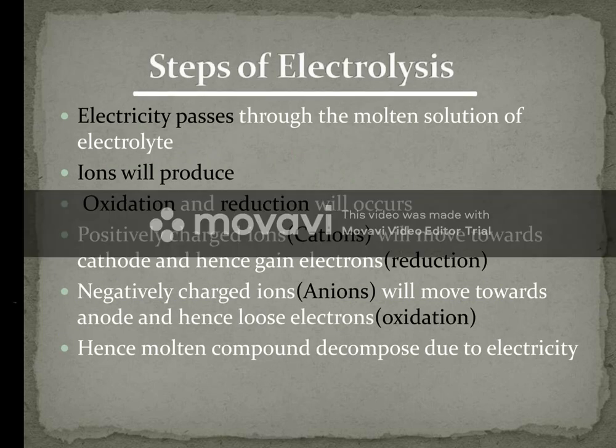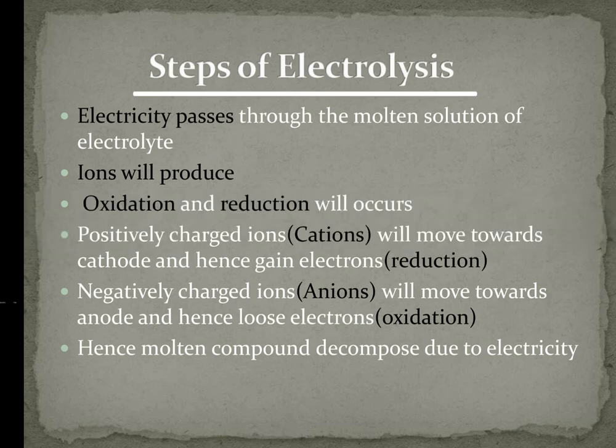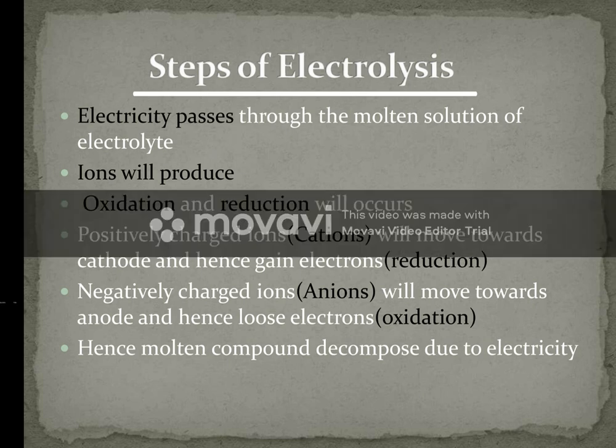What are the steps of electrolysis or the working principle of electrolysis? First of all, electricity will pass through the molten solution of electrolyte. Then two types of ions will be produced: cations, which carry positive charge, and anions, which carry negative charge.